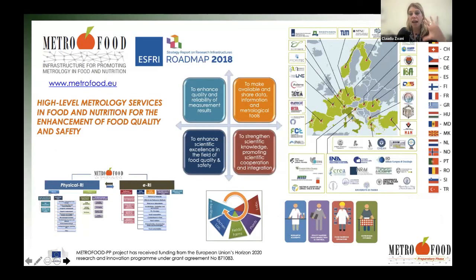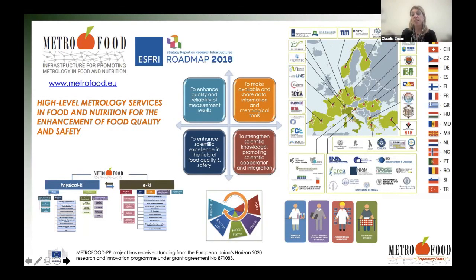Just as last slides to show you how we can also support you. This is a slide introducing Metro Food Array, which is the infrastructure that I coordinate. It's a European infrastructure involving 48 institutions dealing with food quality, safety, authenticity, and traceability. We provide metrology services in food and nutrition for enhancing food quality and safety, and services are addressed to researchers, policymakers, food businesses, and consumers.